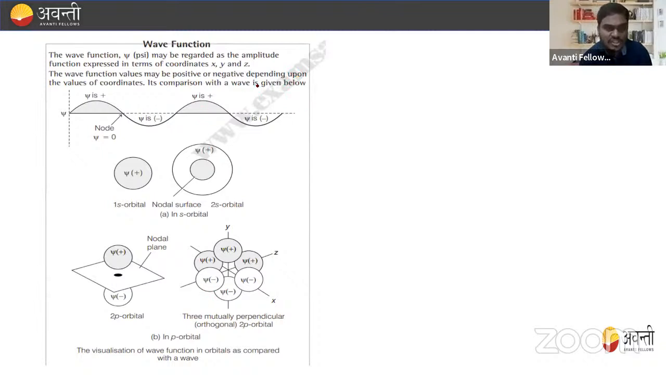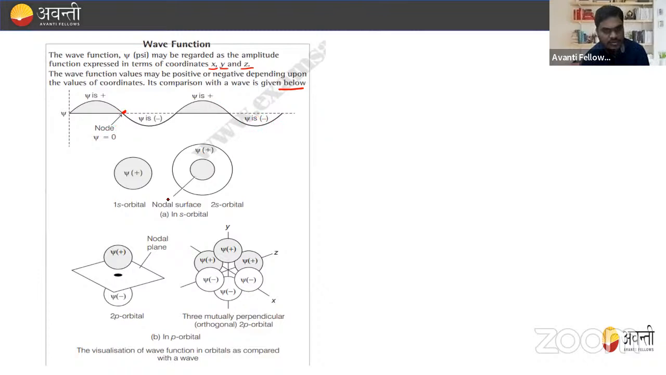Now, this is the wave function. The wave function psi may be regarded as the amplitude function expressed in terms of the coordinates x, y, and z. Where psi changes sign, that point is known as a node. A node is a point where the probability of finding the electron is 0, like psi equal to 0.